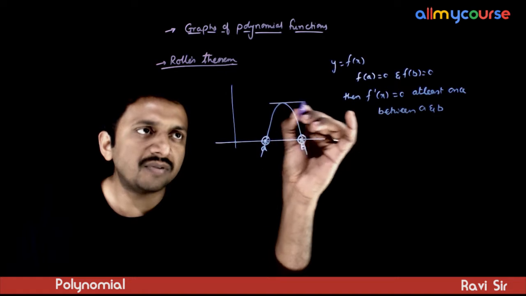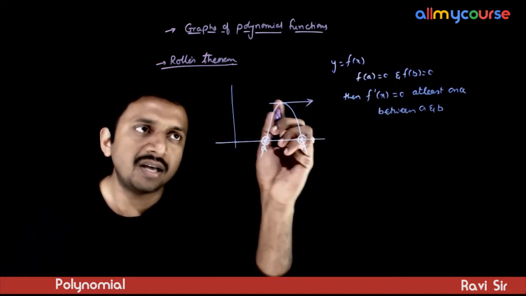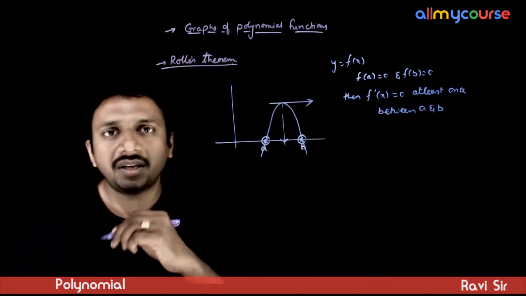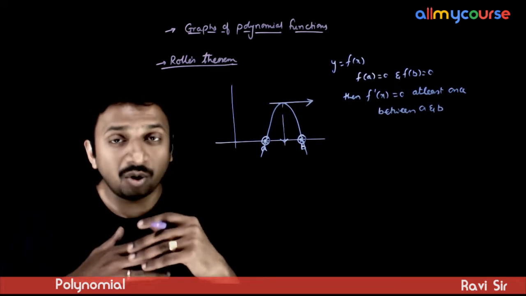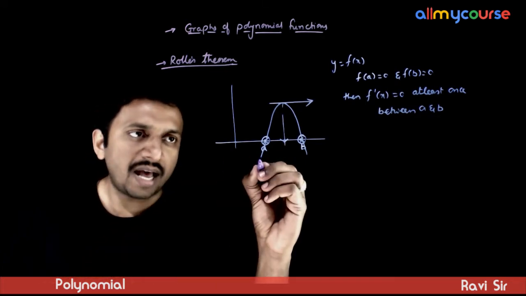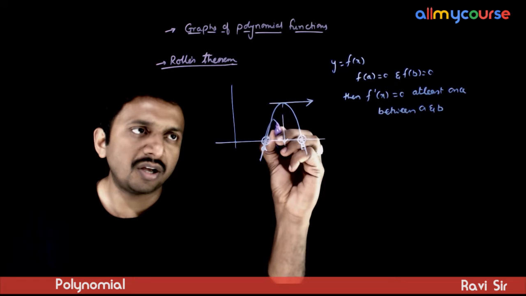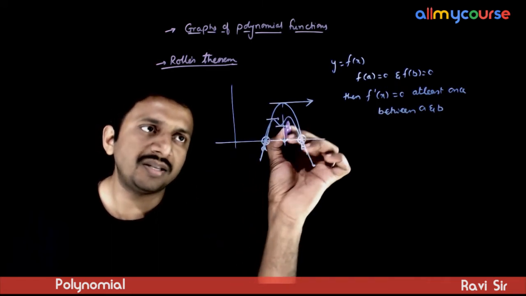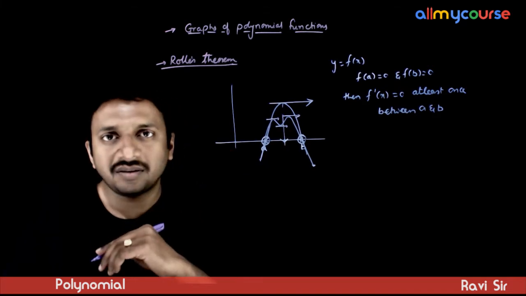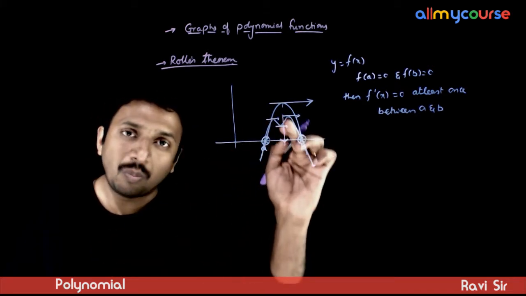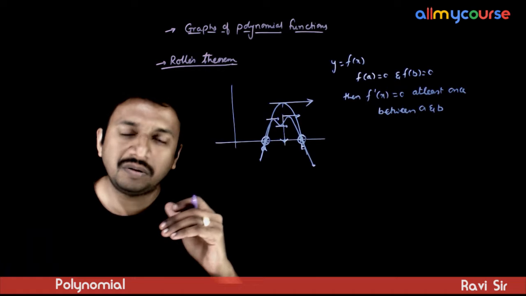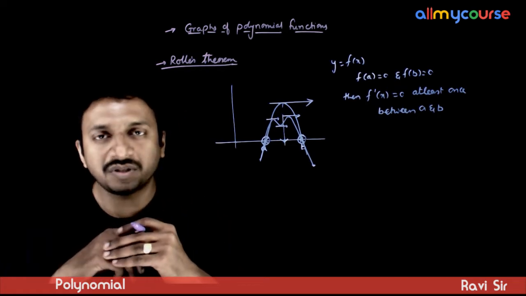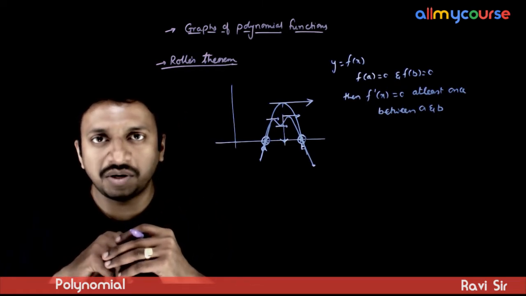So f dash of x will be equal to 0 at at least 1 point somewhere in between a and b. It can be 0 more than once also. So if you have a graph which looks like this, it is 0 at this point, 0 at this point, 0 at this point. If you have more peaks and more troughs, you can have more solutions to f dash of x is equal to 0.